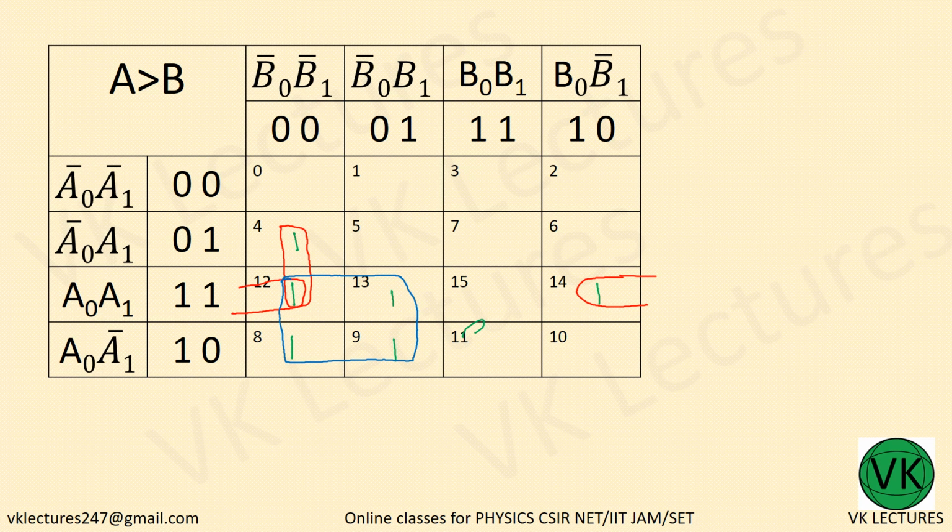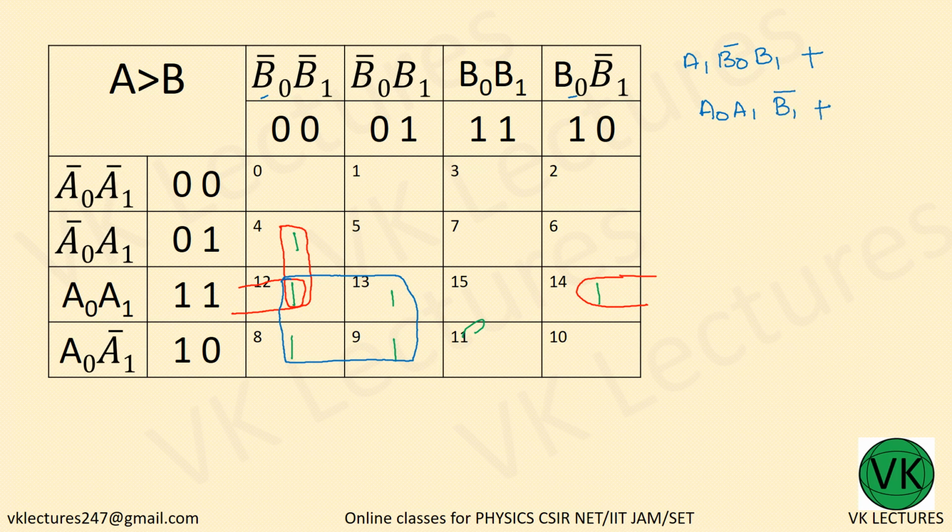So pair 1, b0 b1 will remain, a0 bar and a0 will go, so a1 b0 bar b1, plus another pair is a0 a1, and the one we will miss is b0 bar b0, so b0 bar b1 b0 will go, so b1 bar will remain, so a0 a1 b1 bar, so a0 a1, and what is remaining, b1 bar.